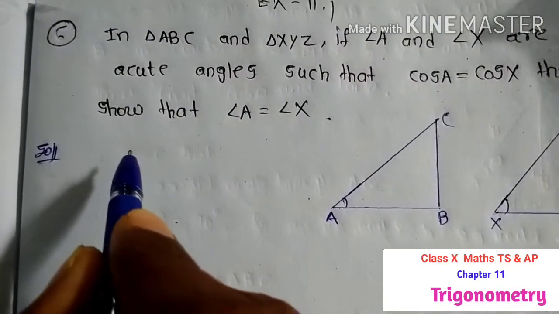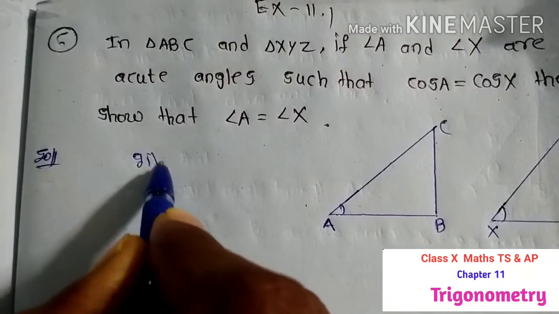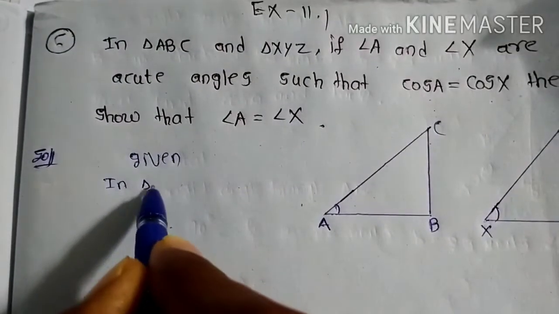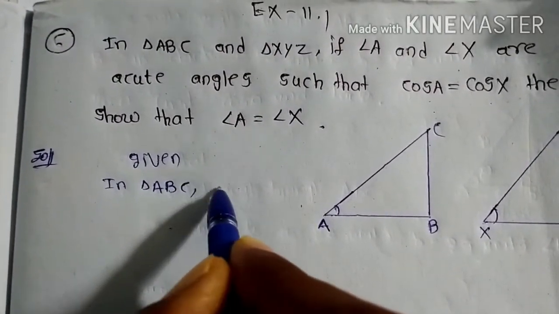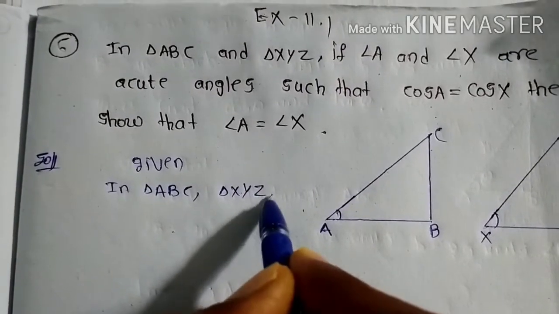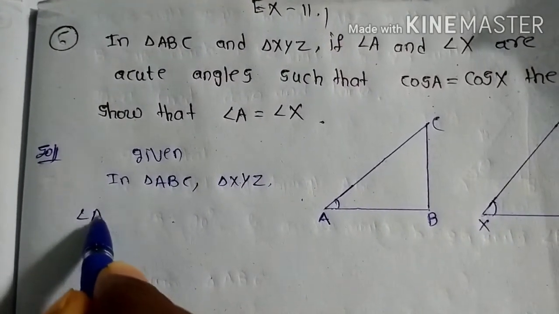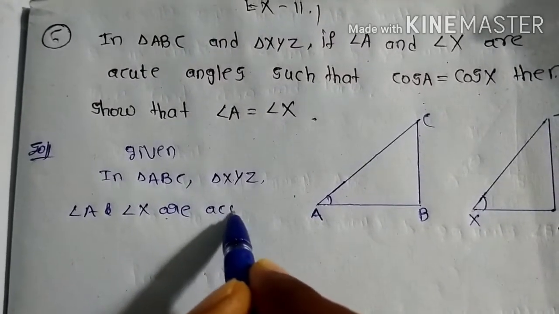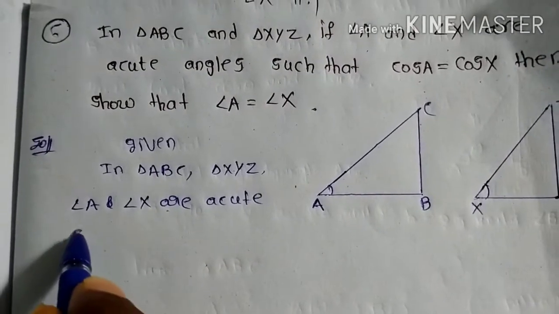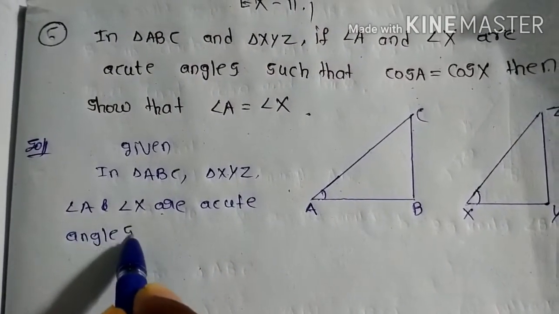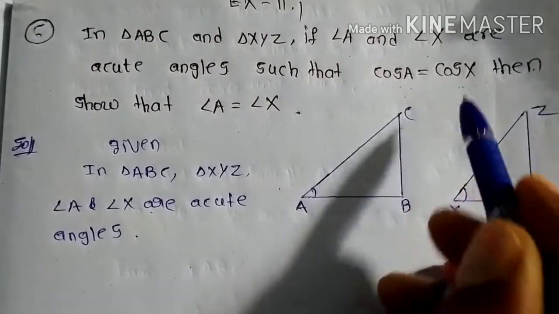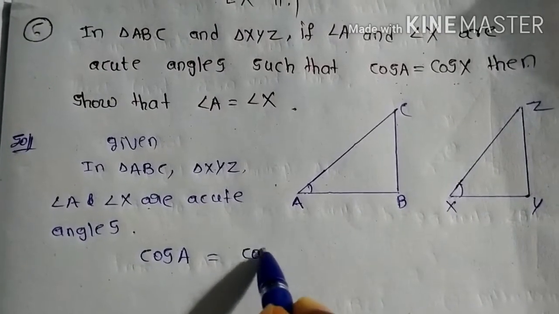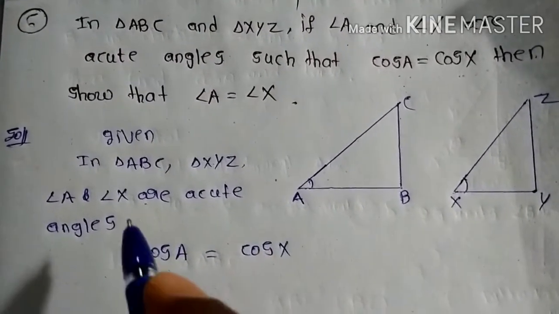First of all, I am writing here, given: in triangle ABC, triangle XYZ, angle A and angle X are acute angles. And also the main thing is cos A is equal to cos X.